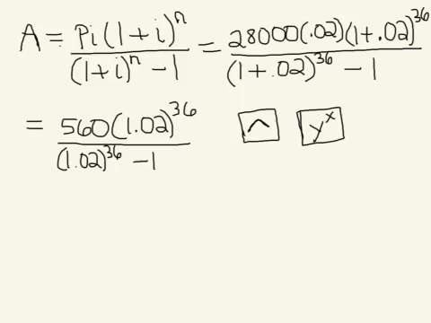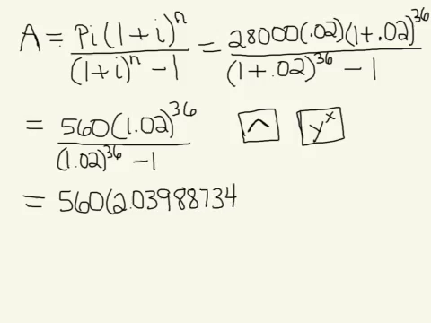And so you would type 1.02, and then you would hit that key, and then you'd hit 36, and you should get the result, which when I typed it in I got, a lot of decimal places: 2.039887344. So if you need to, pause me, but see if you can get the same answer when you put that in your calculator. I also use that same number on the bottom here.